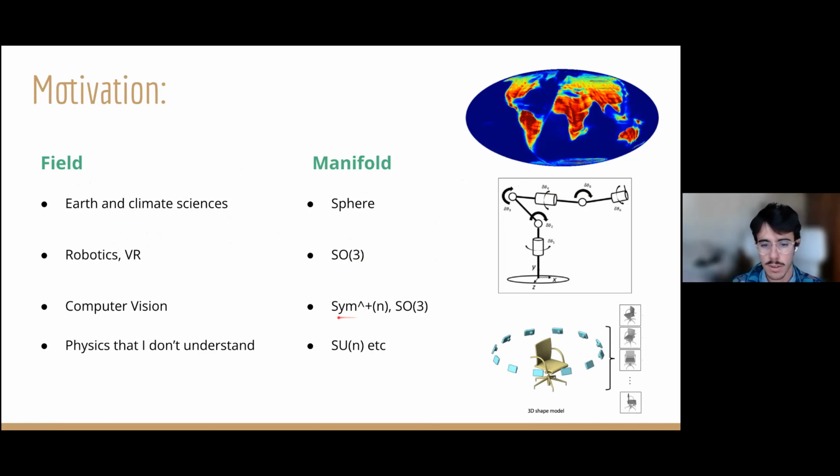In computer vision, you can have the symmetric positive definite matrices, and also SO3. And also in lots of physics that I'm not sure I understand everything. I mean, I'm quite sure that I don't. You have SUN and other kinds of fancier Lie groups that appear. And so you may want to have a marginal inference on these groups, on these manifolds, because you might have a latent space that is assumed to be SO3, for instance, or you may want to just fit a distribution to your data that lives on the sphere. Anyway, so that's for the motivation.